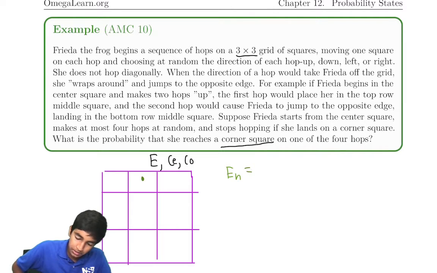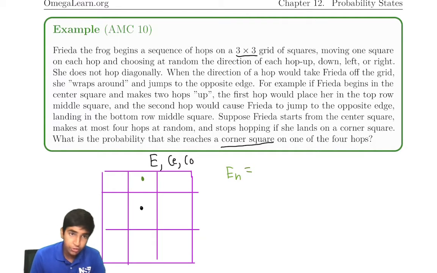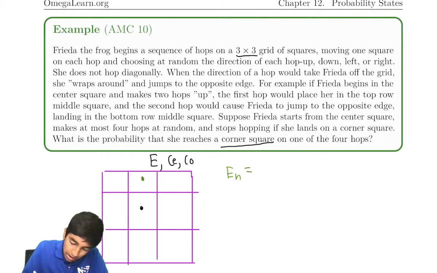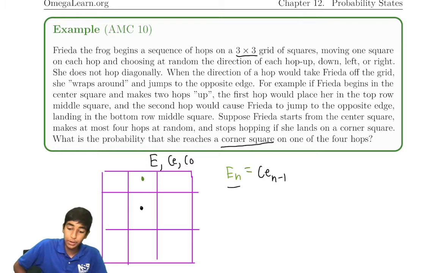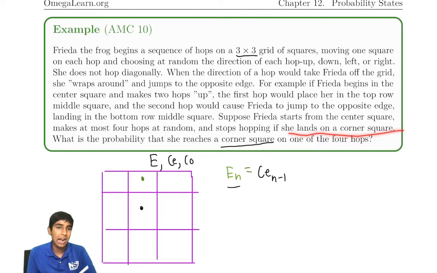So the probability of reaching an edge: if you're on the center originally, then there's a guaranteed chance of going to an edge. So if it's on the center after n minus 1 moves, it must be at an edge after n moves. Okay, is that it? Anything else? What about corner? Be careful here. Frida stops hopping if she lands on a corner square, so there's no way you can go back from a corner to an edge.